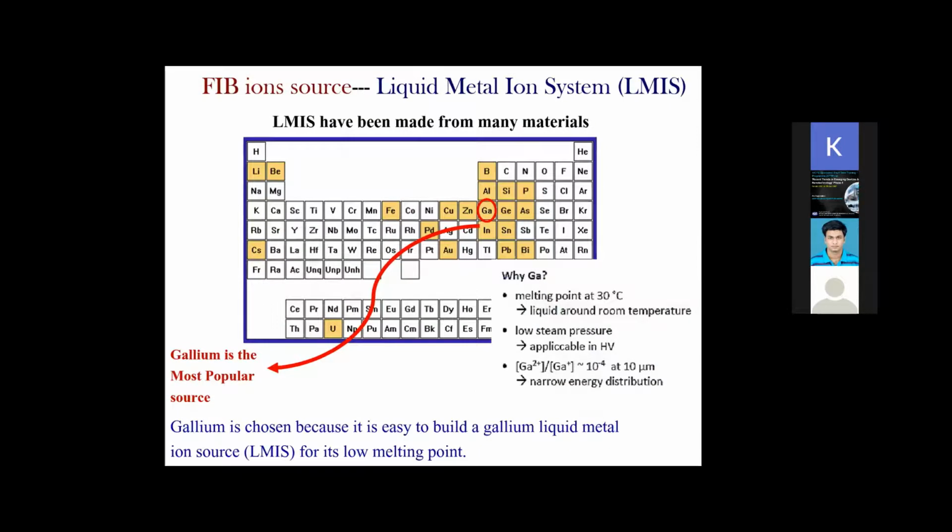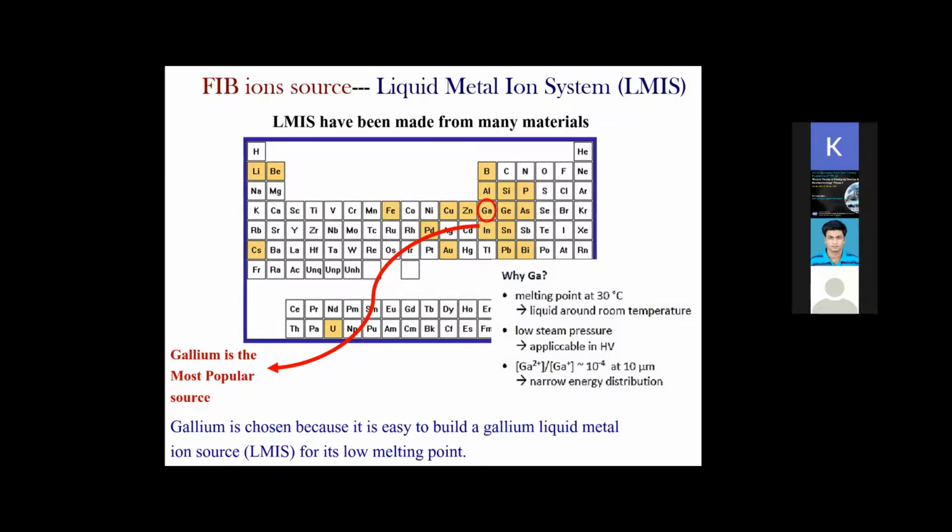Now coming to the source, there are a lot of ion sources that can be used, but the most popular that are used are gallium. So gallium ions are mostly used in the focused ion beam system. Now, keeping so many things in mind, why was gallium used, or why is gallium so popular?